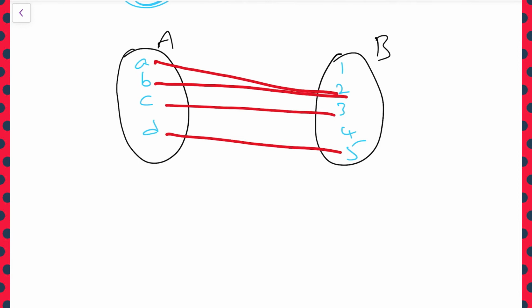Obviously not, because both elements a as well as b are connected to the single image 2 only. According to the definition of a 1-1 function, distinct elements of A should have distinct images in B. But here element a as well as element b both have the same image, that is 2. So that's why this is not a 1-1 function.